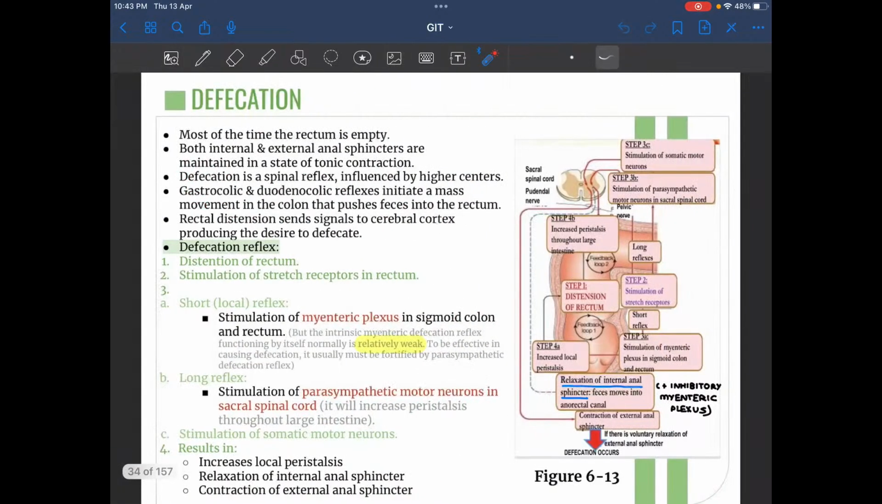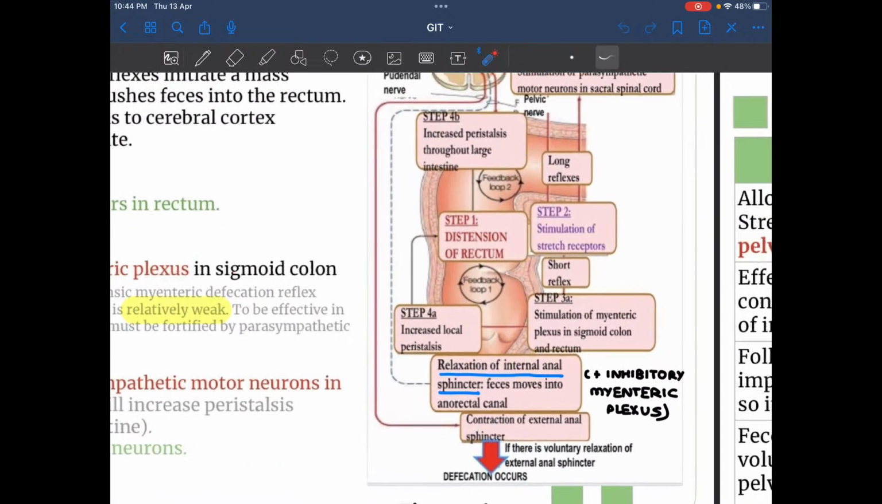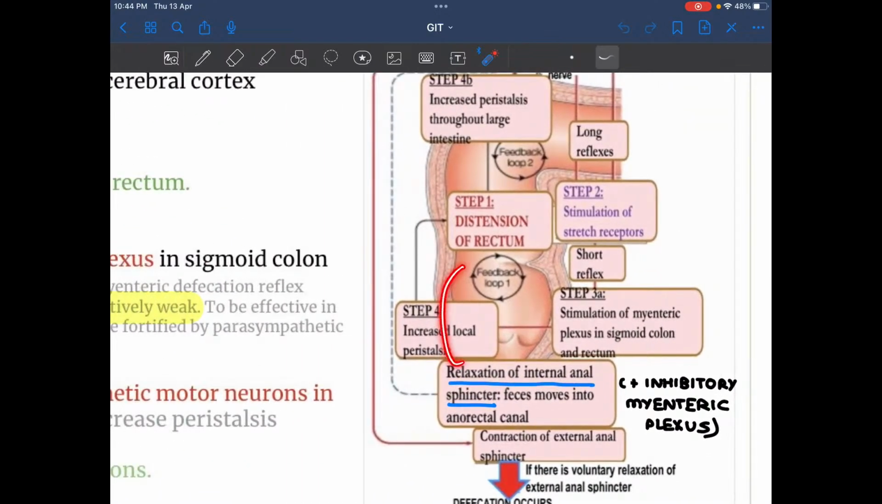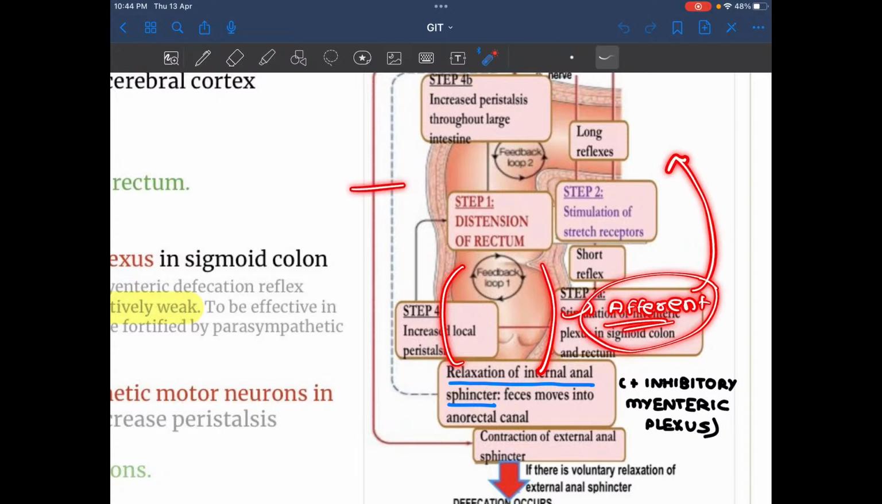Okay, very importantly, the defecation reflex. Okay, the defecation reflex mainly has two types of reflexes. Either we can have a short reflex or we can have a long reflex. Short reflex is like a local reflex. What does local reflex mean? Suppose this is our rectum, and whenever you have distension of the rectum, we obviously know there's going to be an afferent neuron. And what will that afferent neuron do? It will make the ascending portion, the portion above this, contract.